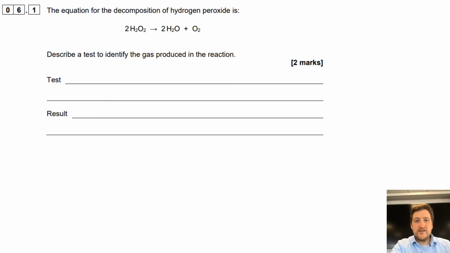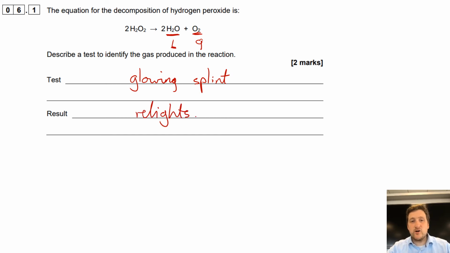Well, it is essential that you know that H2O is water and that tends to be a liquid, and O2 tends to be a gas. So our test for oxygen is a glowing splint, and it's important we say the condition of that splint. It's glowing and it relights. So there's not a huge amount of writing in this to get the marks, but you have to know both aspects.